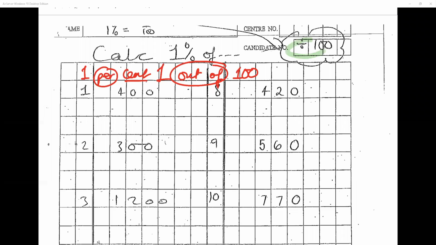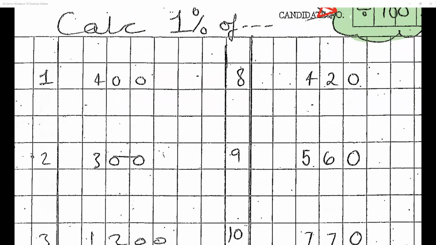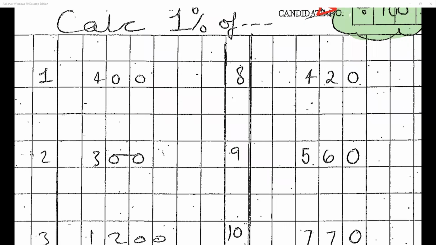So Aisha, how do we work out 1/100th? What do we do? What do we calculate? You divide by 100. We divide it by 100. So let's write down 1% equals 1/100, which is divided by 100. Let's get rid of all this. So if I want to work out 1% of 400, I need to divide it by 100.